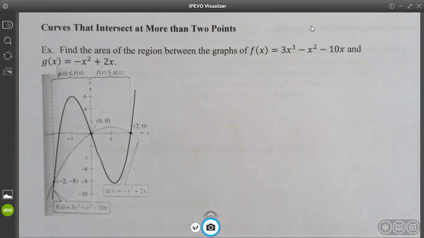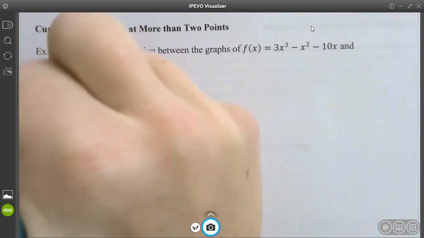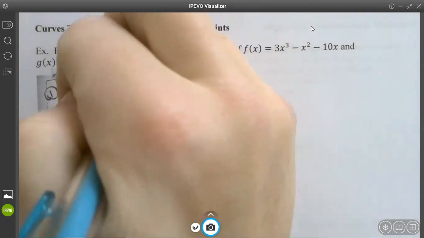Okay, so we found the area of the first side, that left side, and then we found the area of the right side, and then what would we do to them? If we want the total of both areas, you add them. So subtract with each, and then once you find both of them, add. So let's start with the first half. I'm going to put a little one right here, and a two over here. We're going to find the area of the first one.